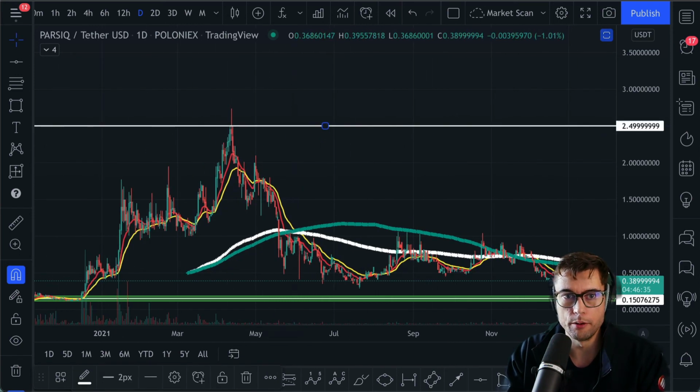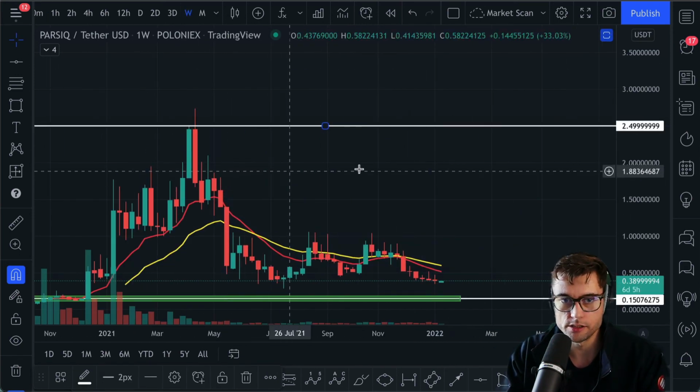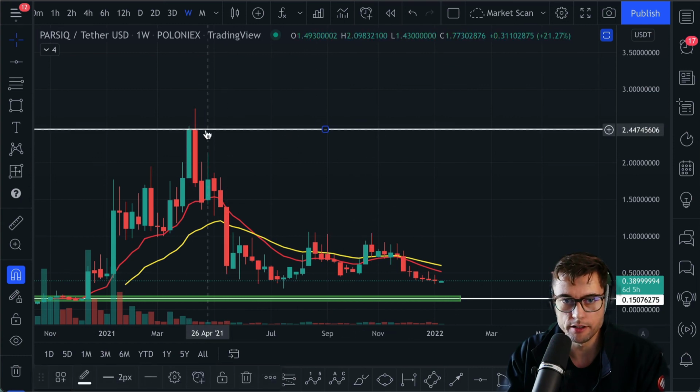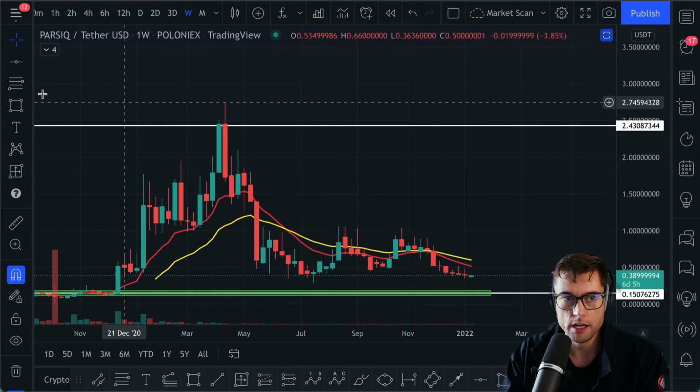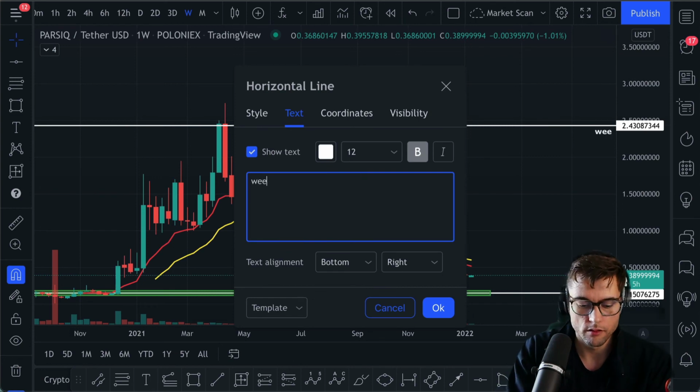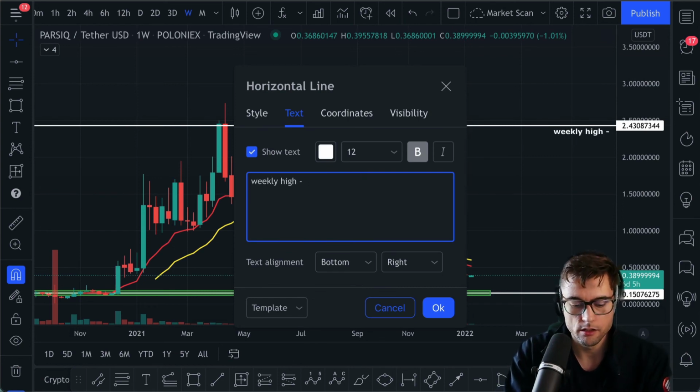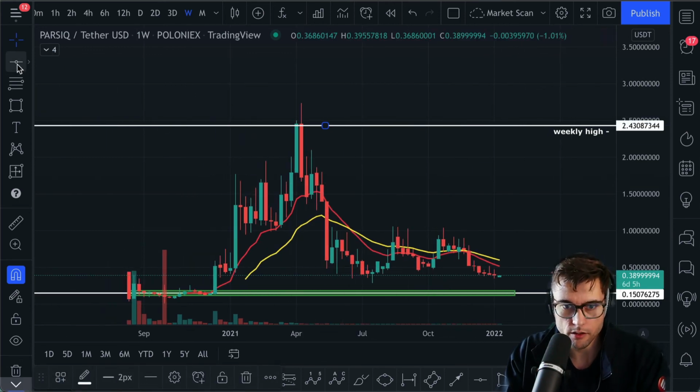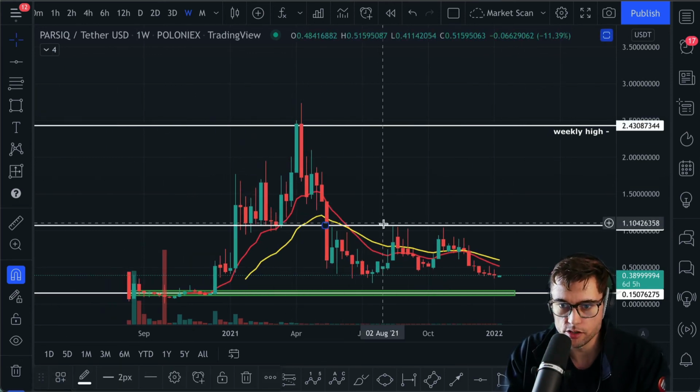And so what I would want to do is look at the weekly and say, all right, so this is the weekly high right here. So I'll get just below the weekly high. I need to figure out where else the big highs are. So right here, this is a huge resistance.